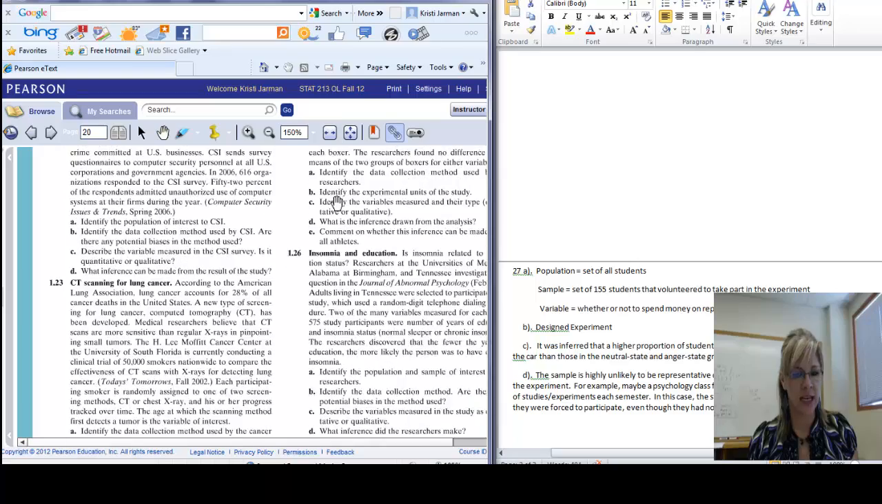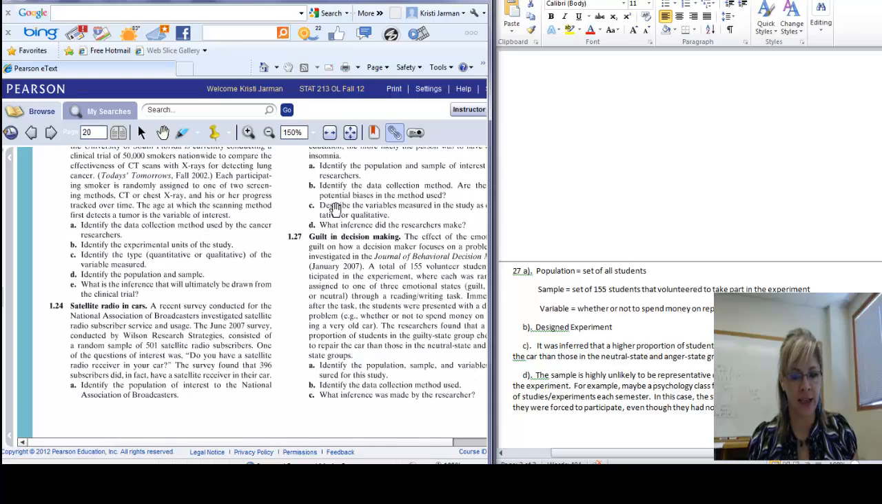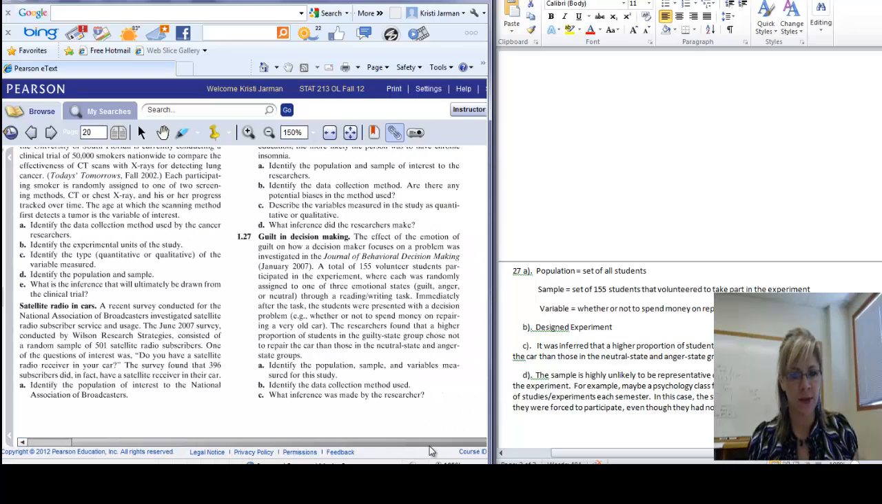Let's find this in our textbook. 27, here it is, at the bottom of the page on page 20. 27 says, the effect of the emotion of guilt on how a decision maker focuses on a problem was investigated in the Journal of Behavioral Decision Making. A total of 155 volunteer students participated in the experiment, where each was randomly assigned to one of 3 emotional states, guilt, anger, or neutral, through a reading-writing task.